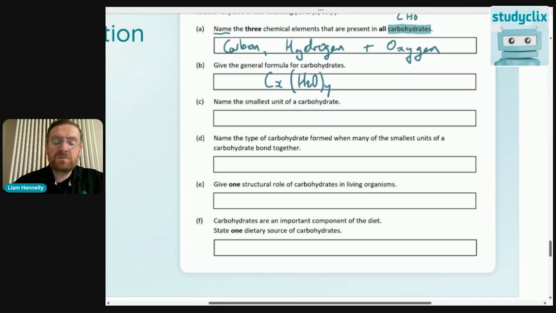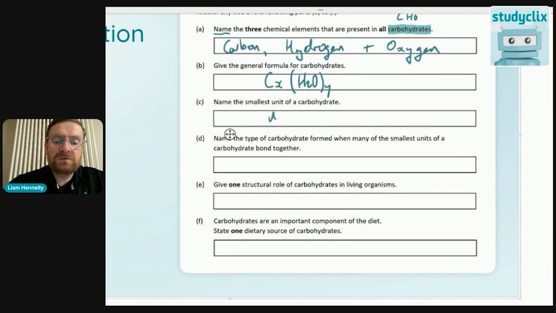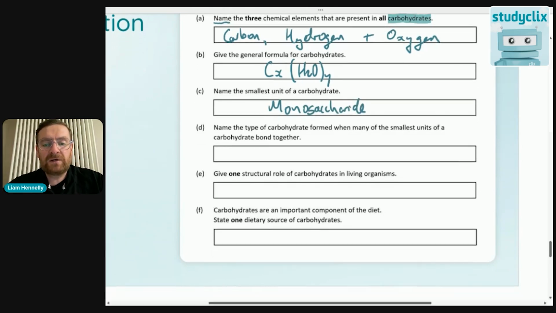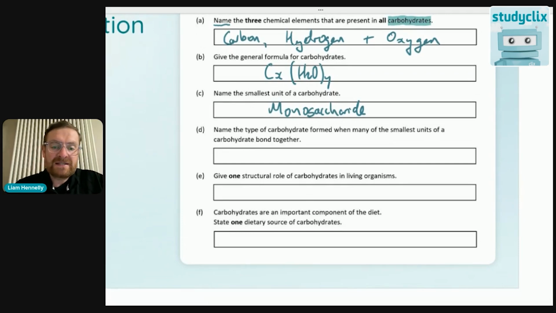Next question, name the smallest unit of a carbohydrate. Again, they're not looking here for the word glucose. They're looking for you to be aware of the phrase mono, meaning one, and saccharide, meaning sugar unit. So the smallest sugar unit is a monosaccharide. Name the type of carbohydrate formed when many of the smallest units of a carbohydrate bond together. This really is asking, do you know that the word poly means many? So the answer to this question is polysaccharide.